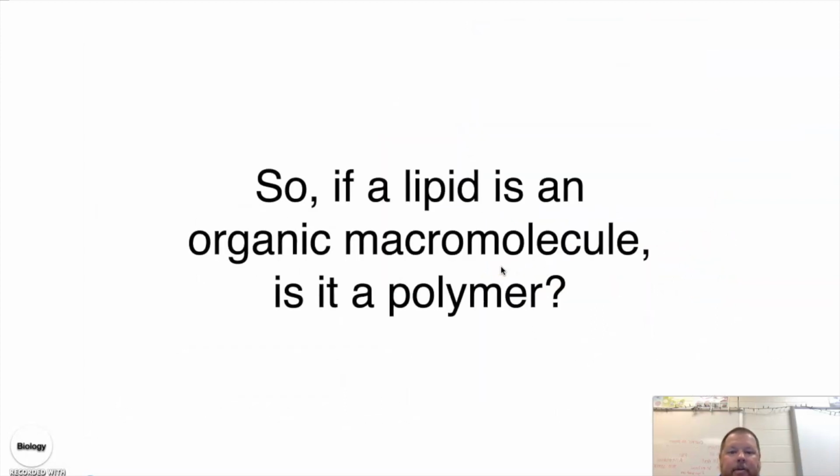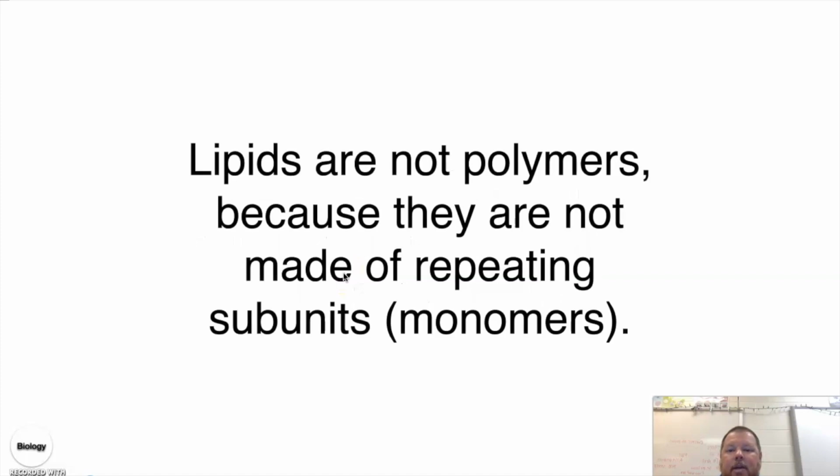Alright, so I mentioned earlier, if a lipid is an organic molecule, remember it's going to contain carbon. It is a macromolecule because it's large. Is it a polymer? And remember that the answer was no, because polymers are going to be made up of repeating subunits called monomers, and these lipids are not made up of repeating units. If we're talking about a triglyceride, you have a glycerol and 3 fatty acids, it's done. We're not adding more to make it larger.